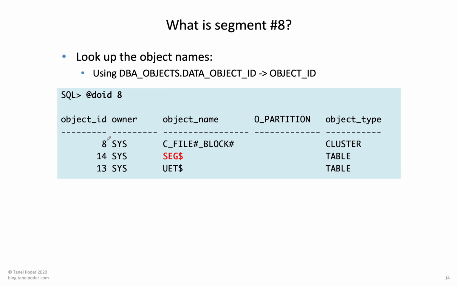But anyway, so we have a cluster segment. That's what we found. And within this cluster segment, we have 2 more logical objects. We have the tables seg$ and used extents. Used extents is not used anymore because now we use LMT, right? Locally managed table spaces use bitmap blocks in the table space itself to keep track of which extents are used and so on.